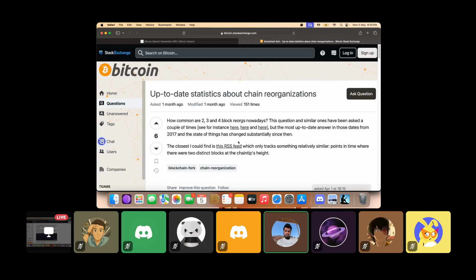When there's a temporary chain split due to a block race, okay, and then one version of the chain eventually wins because it has more proof of work, and then the chain which has less proof of work merges with the chain that has more proof of work. That's known as the reorganization, or a reorg.